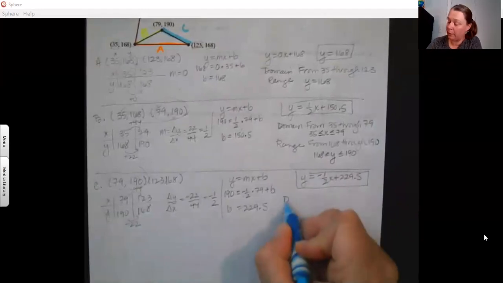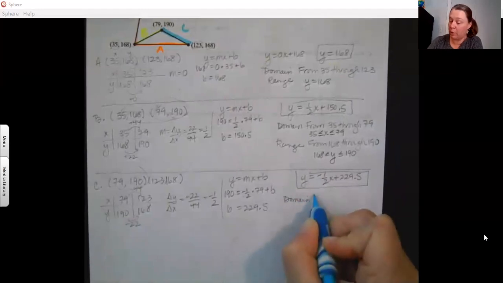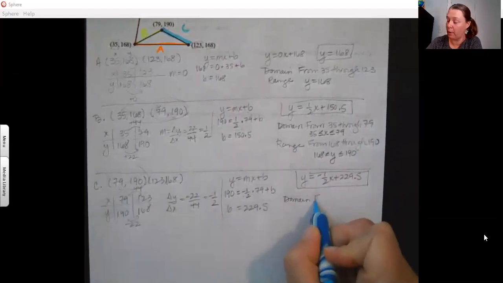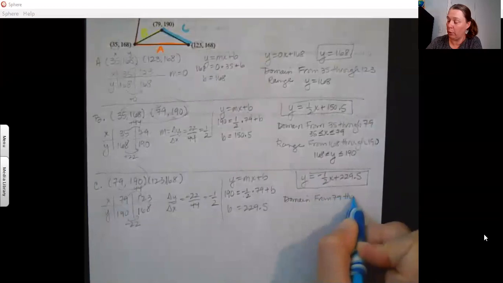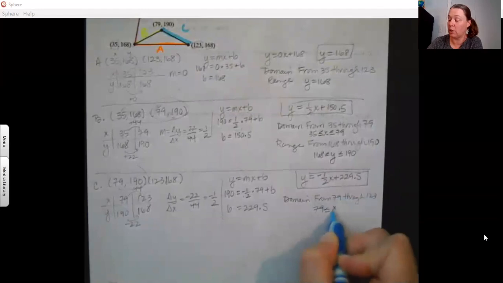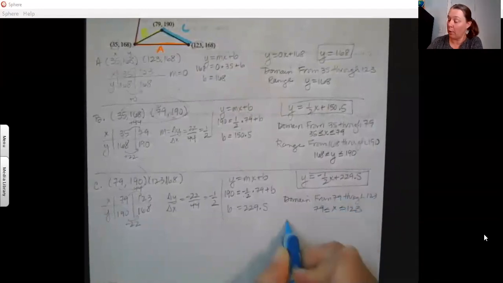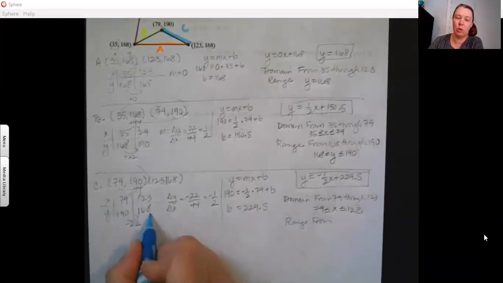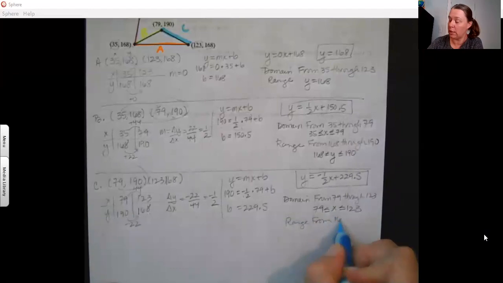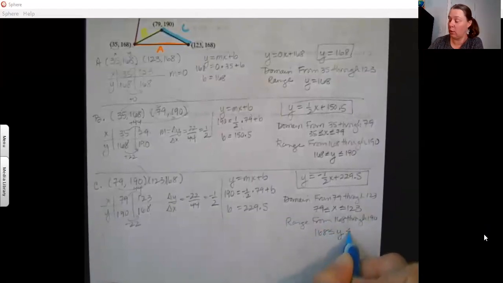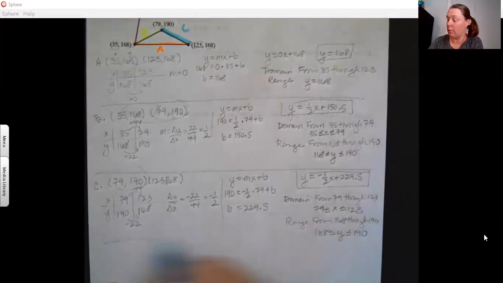And our domain are all the numbers from 79 through 123. So from 79 through 123, or we could write 79 is less than or equal to x, which is less than or equal to 123. Our range is from, this is 190 to 168. Usually we write it from smallest to biggest. So I'm going to write from 168 through 190. So I would have 168 is less than or equal to y, which is less than or equal to 190. Okay, and that would be my range.